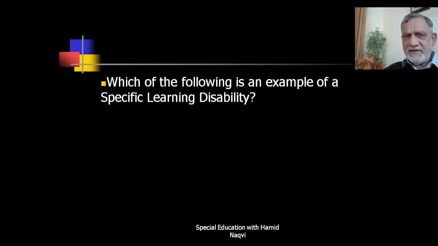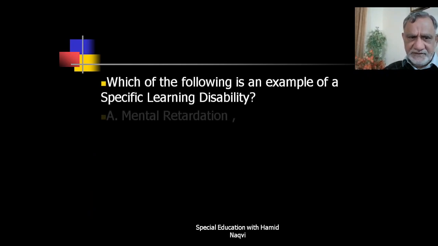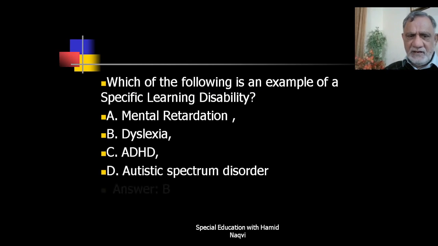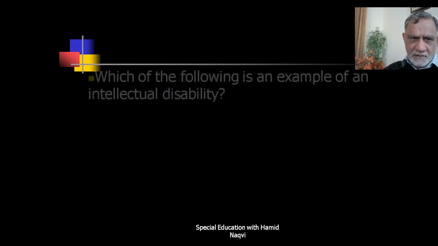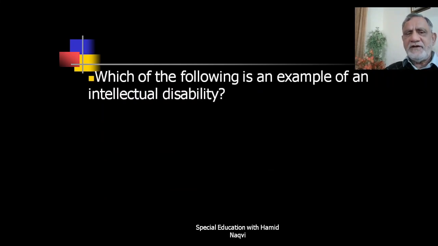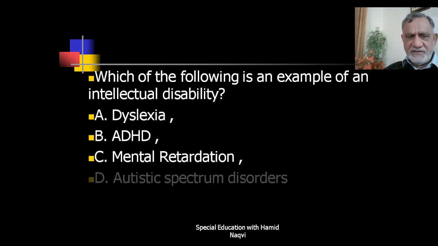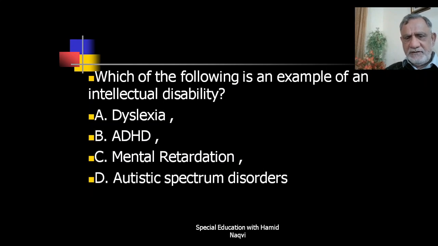Which of the following is an example of specific learning disability? Mental retardation, dyslexia, ADHD, autistic spectrum disorder. Answer is B, that is dyslexia. Which of the following is an example of an intellectual disability? Dyslexia, ADHD, mental retardation, or ASD? The answer is C, mental retardation.